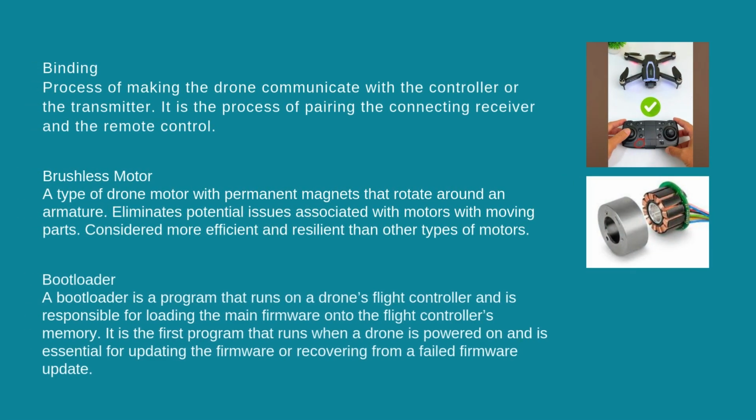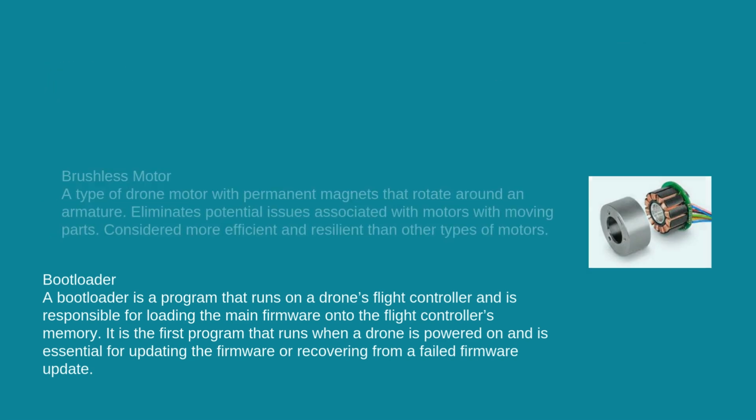Binding: the process of making the drone communicate with the controller or the transmitter. Brushless motor: a type of drone motor with permanent magnets that rotate around an armature, considered more efficient and resilient than other types of motors. Bootloader: a program that runs on a drone's flight controller and is responsible for loading the main firmware onto the flight controller's memory. It is the first program that runs when a drone is powered on and is essential for updating the firmware or recovering from a failed firmware update.